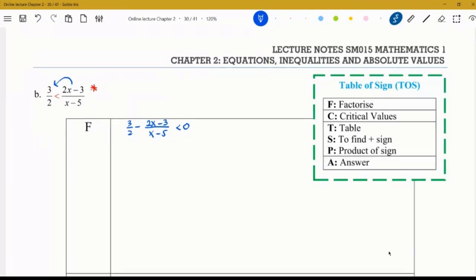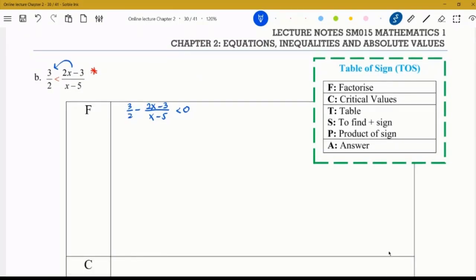Okay, so dia jadi, kita akan balancekan denominator. So 3 times x minus 5 minus 2 times 2x minus 3. And then bahagian bawah dia akan jadi 2 times x minus 5 less than 0. So bahagian atas kembangkan satu-satu. So we're going to have 3x minus 15 minus 4x plus 6. So bahagian bawah adalah 2x minus 10.